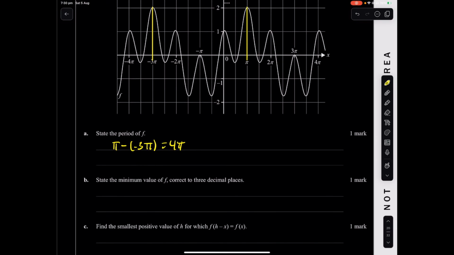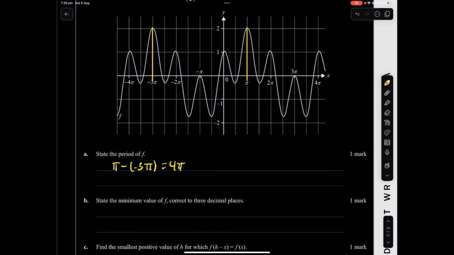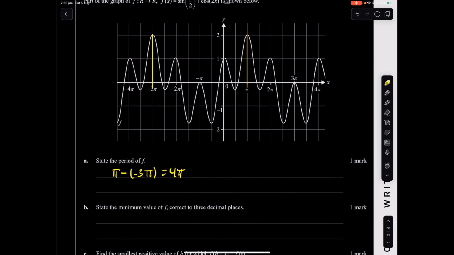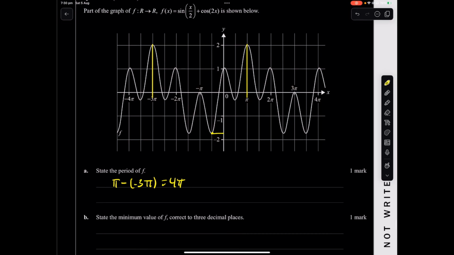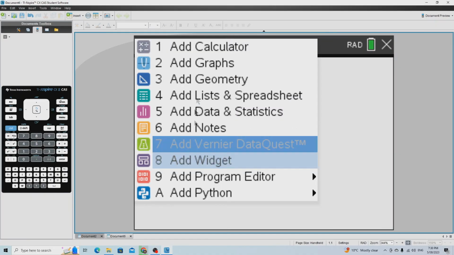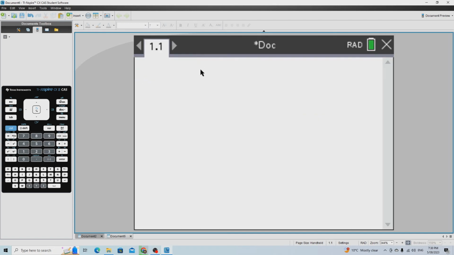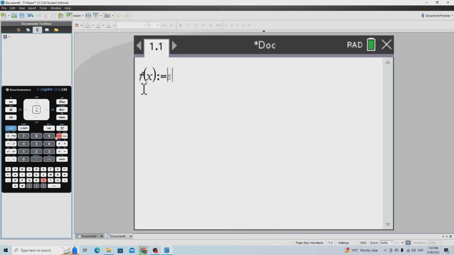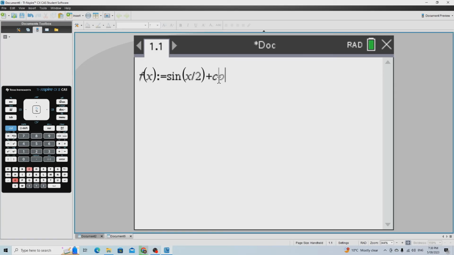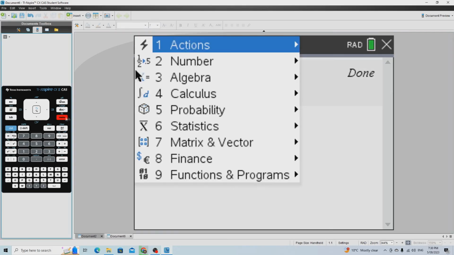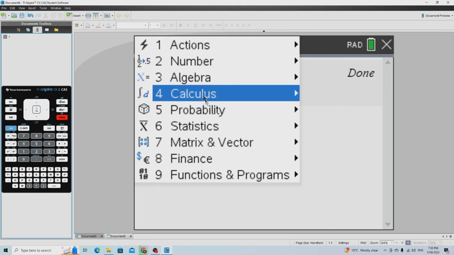State the minimum value of f. Your minimum value of f is this one over here, somewhere around here. So let's define the function. So control N this. Let's say f of x is sine x on 2 plus cos 2x. Okay, and what we're saying is we want to find the minimum.